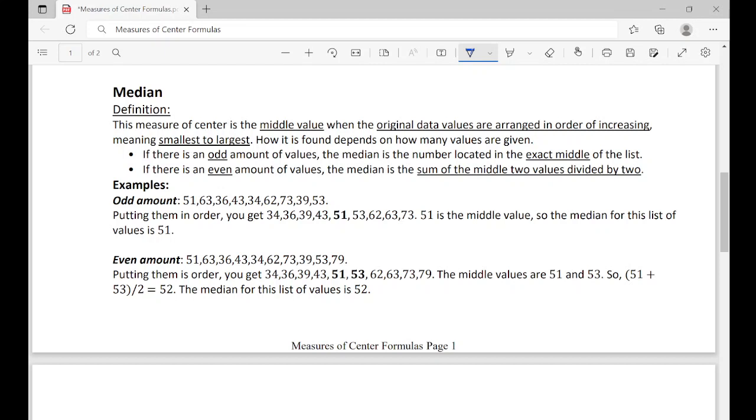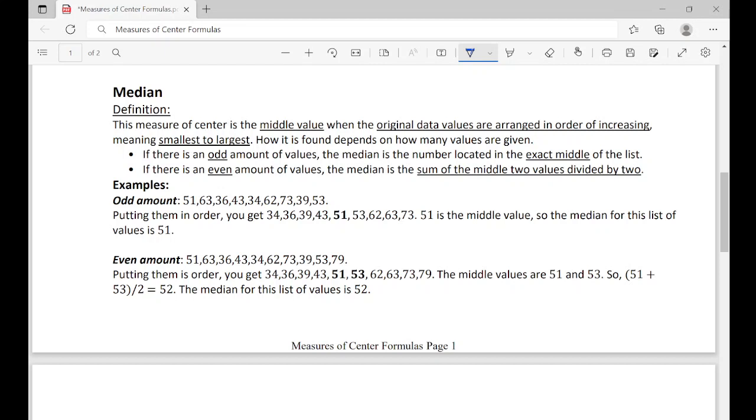The next measure of center is called the median. And this measure of center is the middle value when the original data values are arranged in order of increasing, that means from smallest to largest. And how it's found depends on how many values you actually have. So there's 2 things you can do. If there's an odd amount of values, like 3, 5, 7, 9, the median is the number that's located exactly in the middle of the list. Now, if there's an even amount, 2, 4, 6, 8, something like that, the median is the sum of the 2 middle values divided by 2. So you average the 2 middle values.